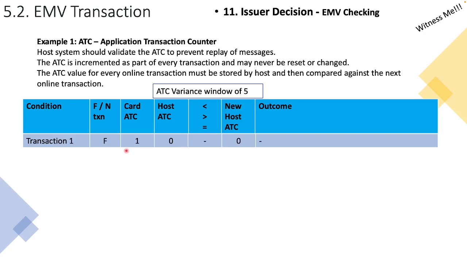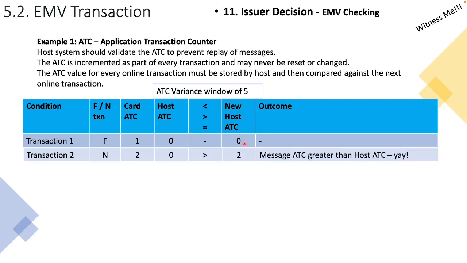So at the end of this transaction, the card ATC will increment from 0 to 1. But because it's offline, the issuer host doesn't have a view of this. So it will keep its own record of the ATC for this card at 0. At the end of this offline transaction, because it didn't come online, the host is not aware of it and will still have an ATC value of 0.